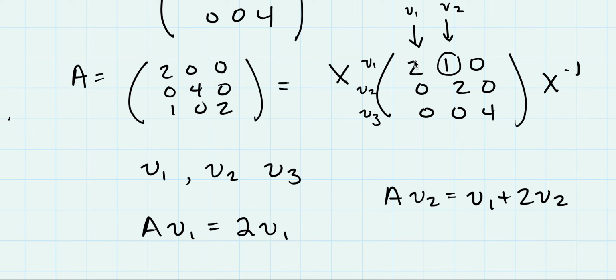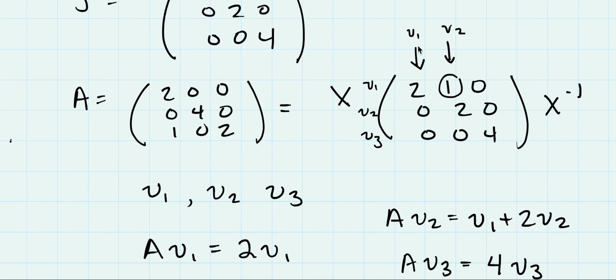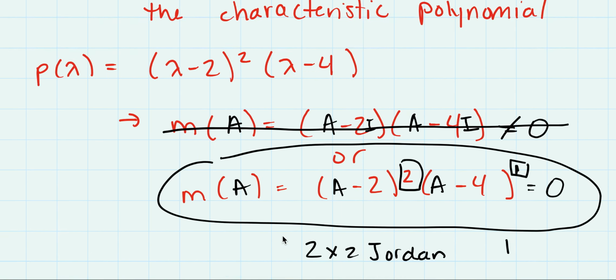So when you plug in v1, you get 2v1. This one is saying when you plug in v2, you get v1 plus 2v2. And then A v3, when you plug that in, you get 4v3. You can do this. How you would do it is, first off, in order to get v1, well, this is just an eigenvector.